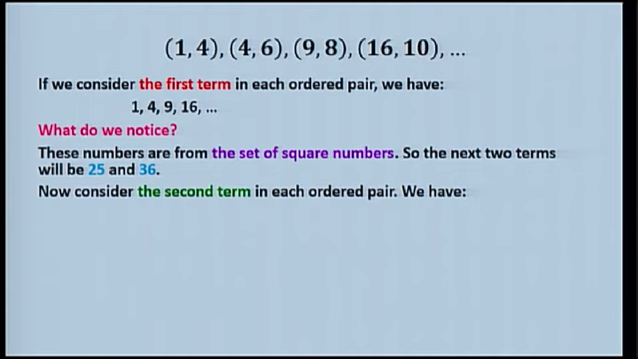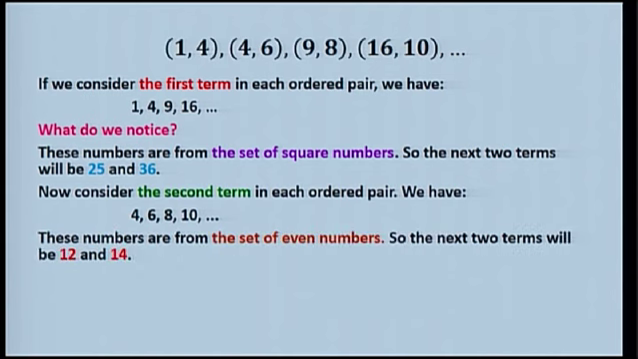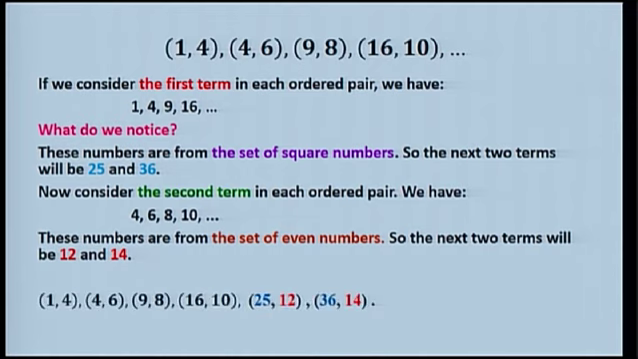We now consider the second term in each ordered pair. We have 4, 6, 8, 10, and so on. So what do you notice here? These numbers are from the set of even numbers. So the next two terms will be 12 and 14. So the next two terms in the ordered sequence will be (25, 12) and (36, 14).